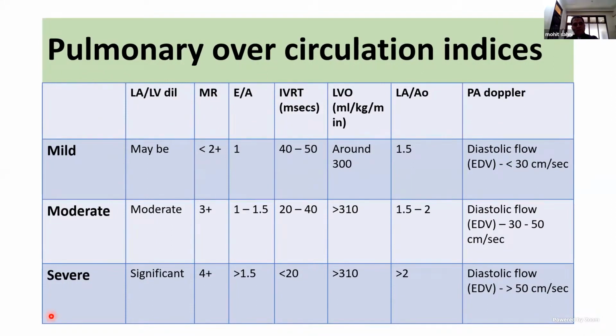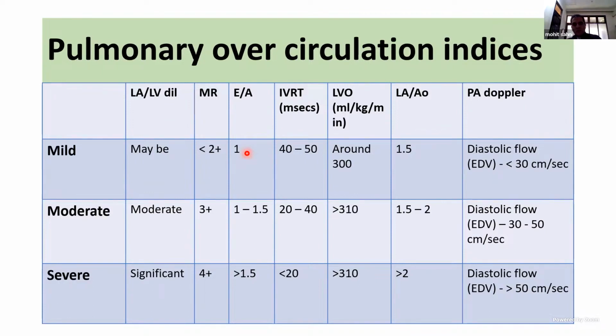Mild, moderate, severe: the size of the duct, small duct, moderately large duct, severely large duct. LA-LV is dilated, this one. MR less than 2 plus is mild, 3 plus is moderate, more is severe. E by A ratio, 1 is mild, 1 to 1.5 moderate, more than 1.5 large. IVRT is isovolumetric relaxation time. I skipped it because it is a kind of advanced parameter that we do. Normal value of IVRT is 40 to 50 milliseconds. In a moderately large duct, it is 20 to 40 milliseconds. In a severely large duct, it is less than 20 milliseconds.